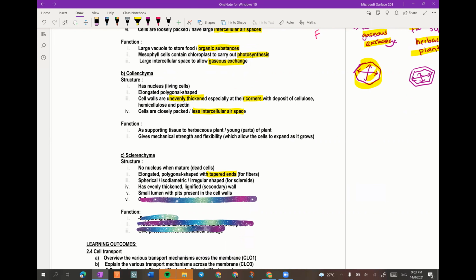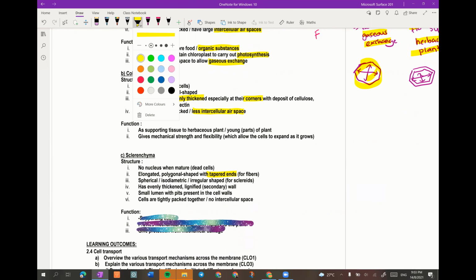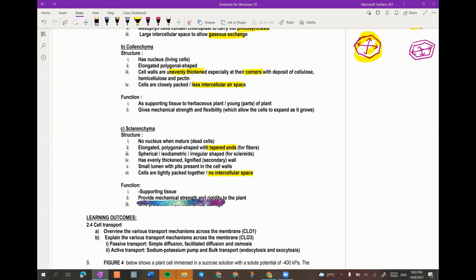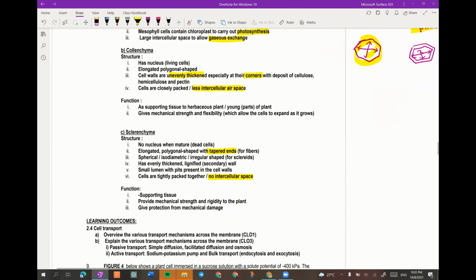That's why they're very tebal. Small lumen with pit present in the cell wall. Cell are tightly packed together. So ni diguna tightly packed. Tapi kalau saya gunakan pasal intercellular space kan. So they have no intercellular space. Function dia adalah towards supporting tissue. Also provide mechanical strength and rigidity to the plant. So ni dah tak flexible lagi dah. And then give protection for damage.